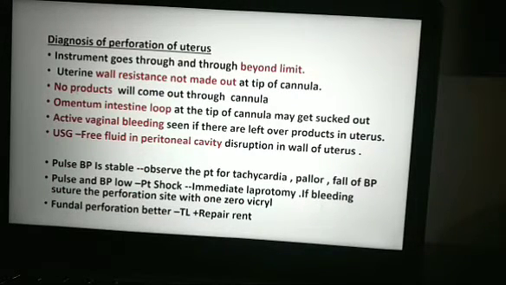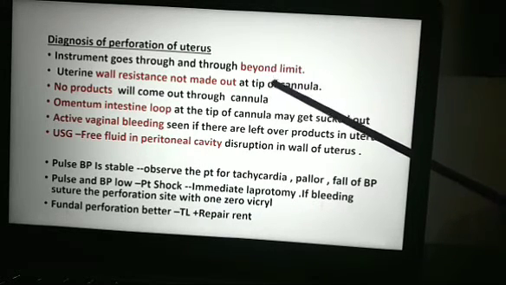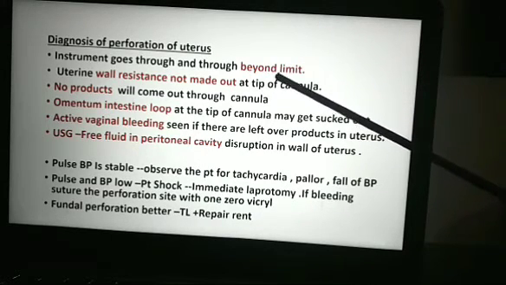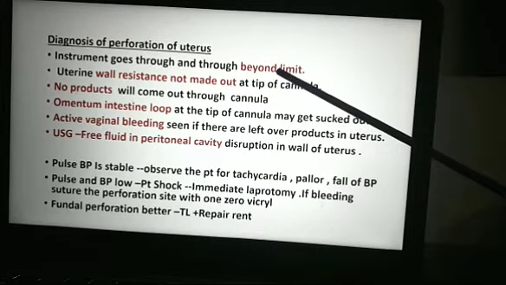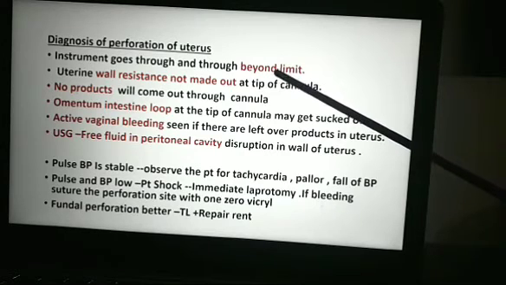Yes, this is very important. Perforation of uterus. For that, the skilled surgeon is required. And remember, how to diagnose is an art to learn. When you are doing the procedure at that time, the instrument can go through and through beyond the limit.